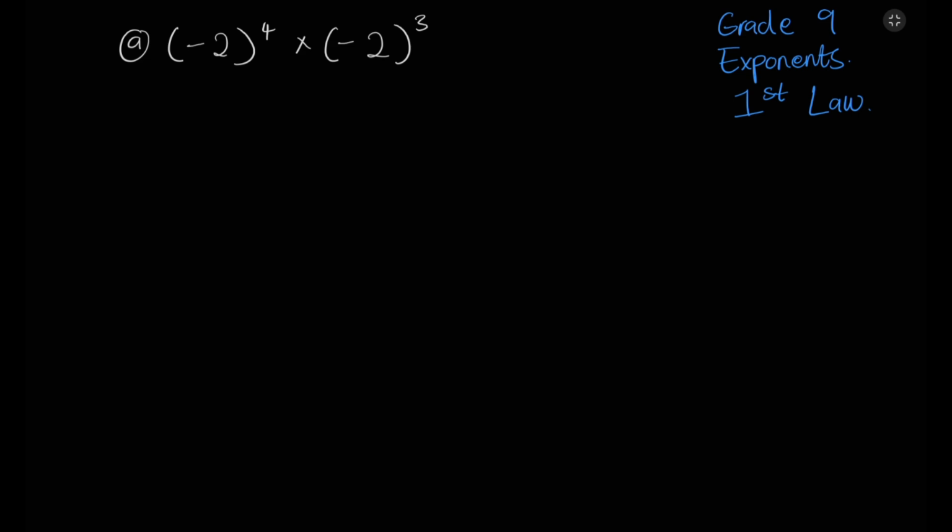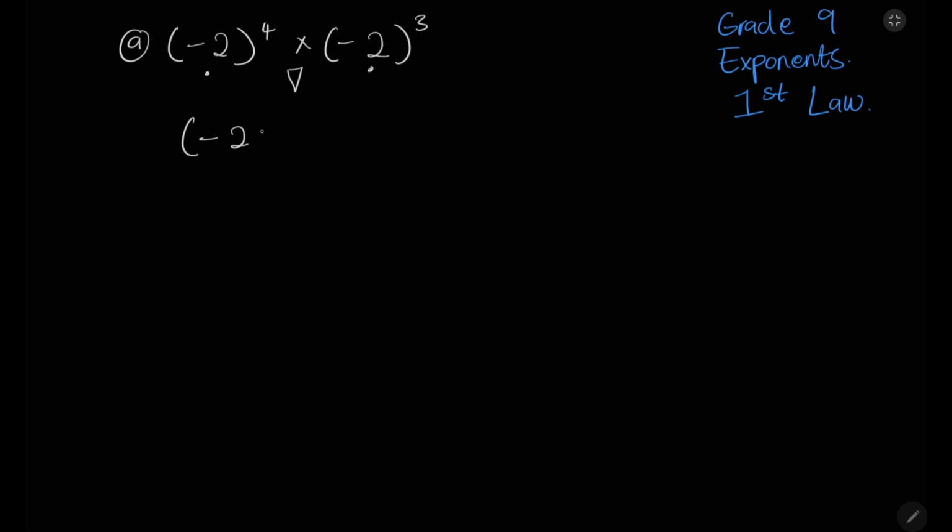Let's try negative 2 to the power 4 times negative 2 to the power 3. We have to check whether we have the same base, and we also have to check whether the bases are multiplied. We have negative 2 and negative 2. We do have the same base. And the base is multiplied? Yes, you have a multiplication sign there. So we write down our base as it is.